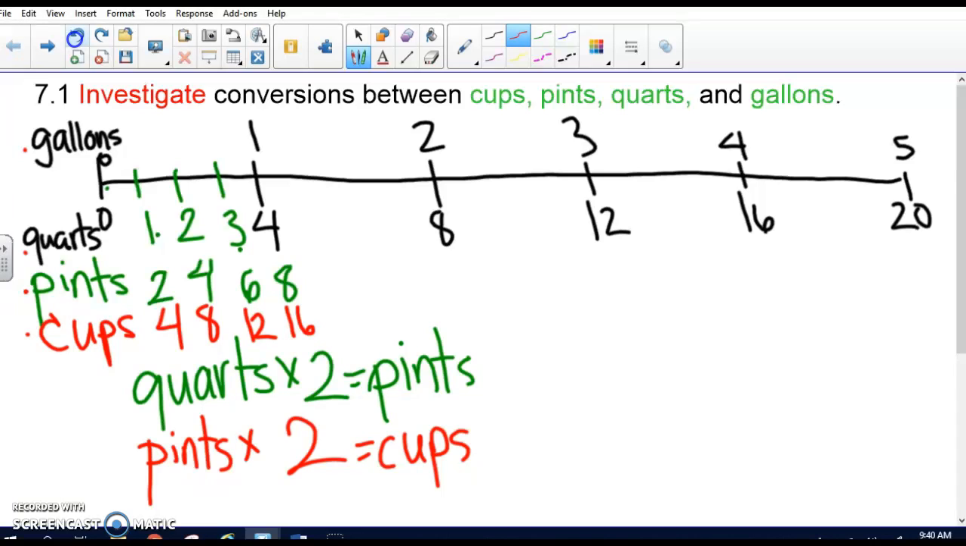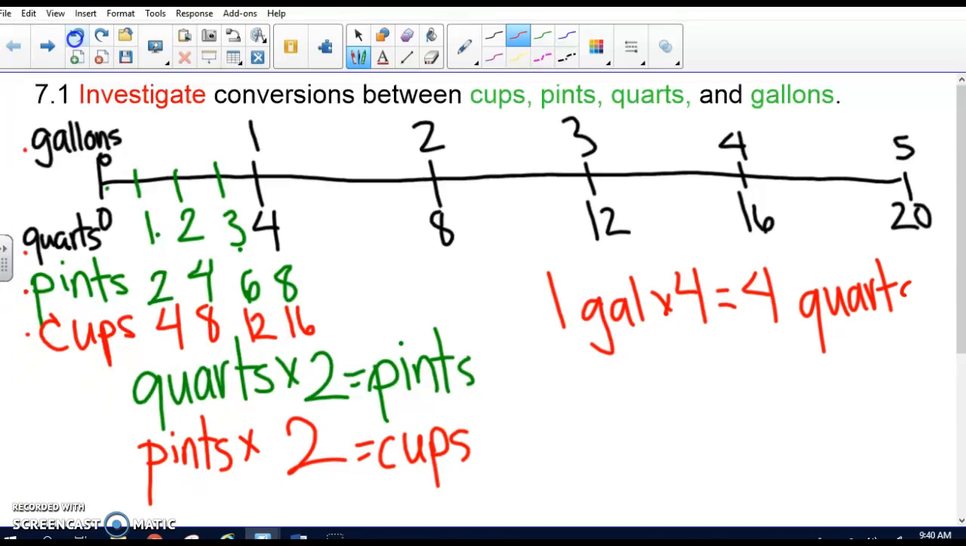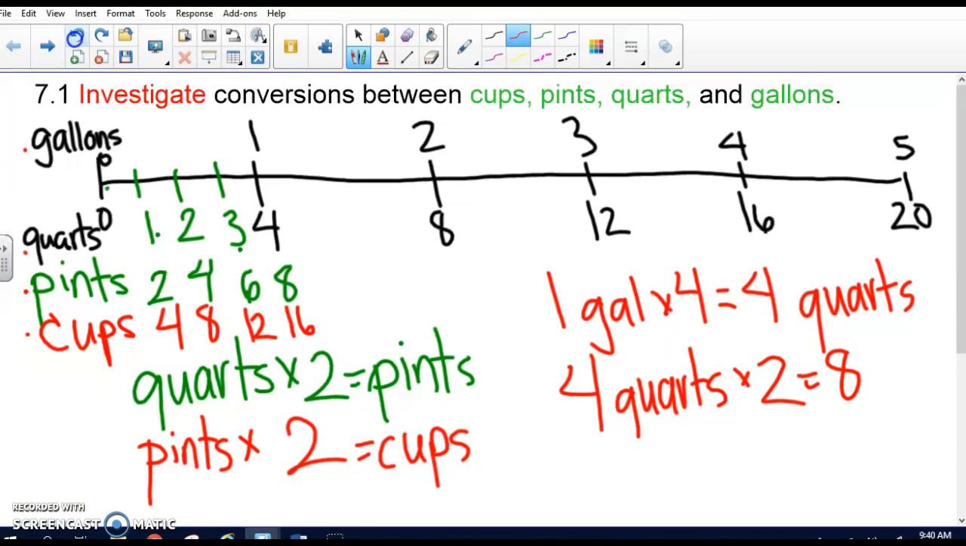Here's one way to find that, by the way, since you're going to be doing these conversions. If I take 1 gallon, what did I say I have to multiply it by to get to quarts? 1 gallon times 4 equals 4 quarts, right? Okay. Now I have that 4 quarts. How many times did I need to multiply that to get to pints? 4 quarts times 2 equals 8 pints.